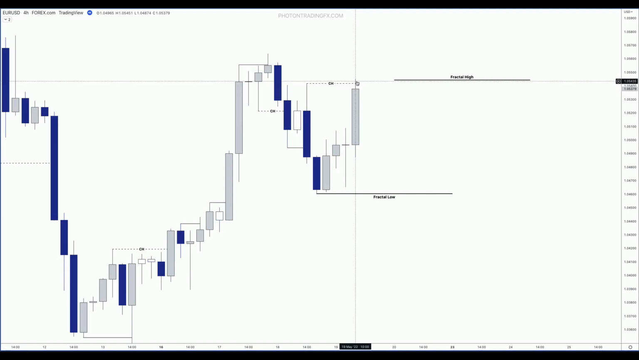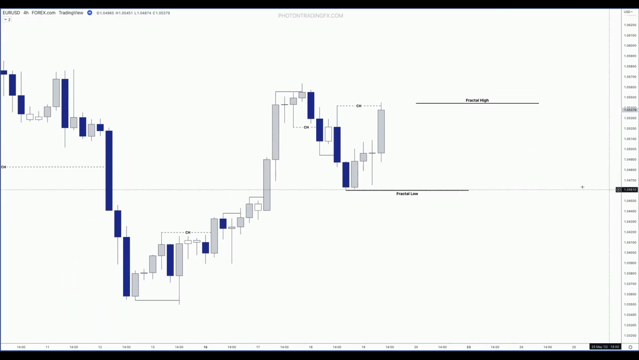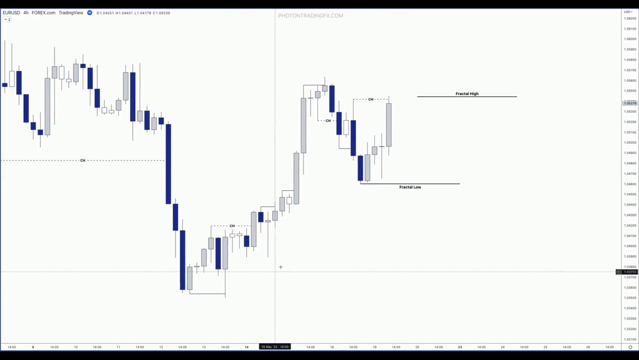Where is our fractal low? Well, we need to find the nearest candle that failed to break the previous candle's high. That broke the high, that broke the high, that broke the high. That one failed to break the previous candle's high, so the low stays in the same place. And that's where we're at. So I'll leave that there. That actually took a little bit longer than I thought, just to do a few bits of price action. So that's brought us to the 19th of May.